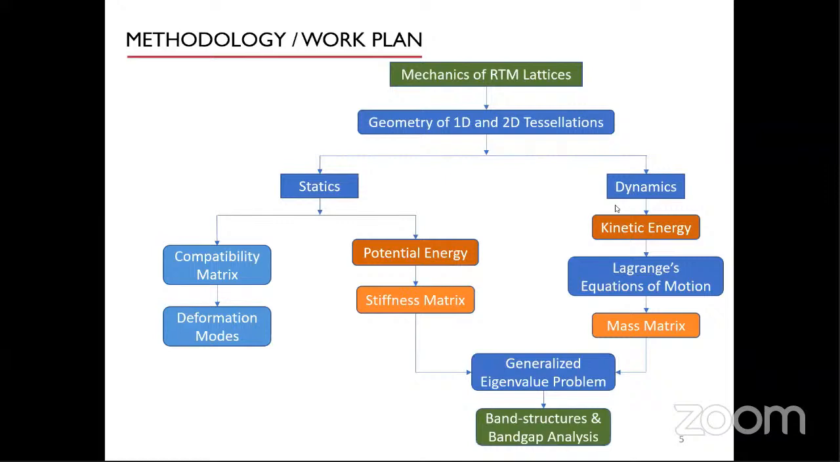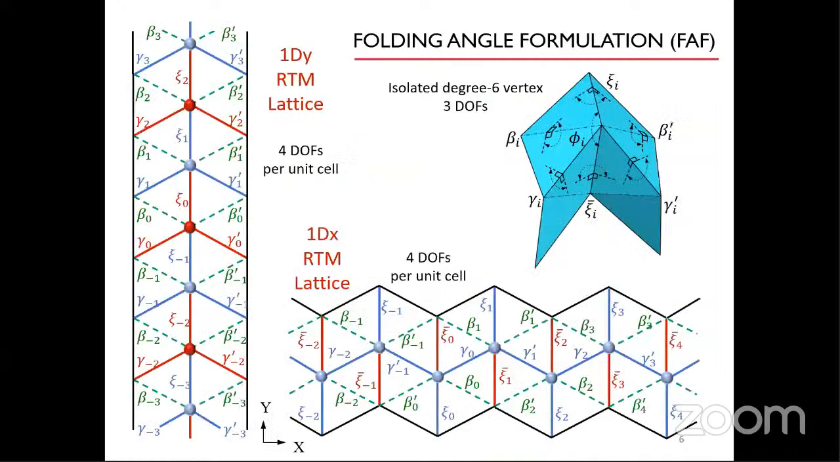Under dynamics, we start with kinetic energy and proceed to Lagrange's equations of motion to finally derive the mass matrix. Plugging in the Bloch wave reduced mass and stiffness matrices into a generalized eigenvalue problem gives modal frequencies for each wave vector, and a band structure is revealed when these frequencies are plotted across a range of wave vectors. A band of frequencies where no deformation modes exist is then identified as a band gap. Wave propagation is inhibited in this frequency band.